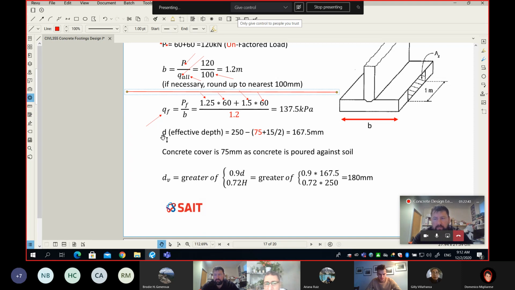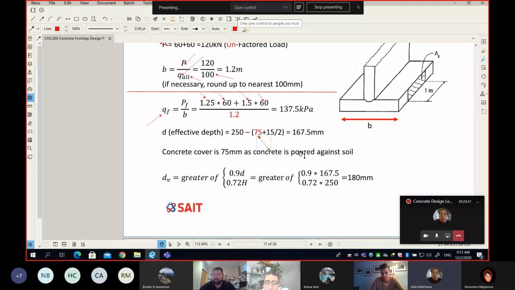We need to find our d, the effective depth, which is the 250 mm thickness of your footing, minus the cover, minus 15/2. Why 15/2? Because we're going to use a 15M bar. And then here is the thing I want to bring your attention to. Please take a note. Look at this number. What about 75? What is 75? That's the concrete cover. I made it clear here.